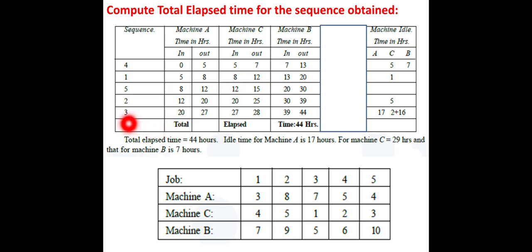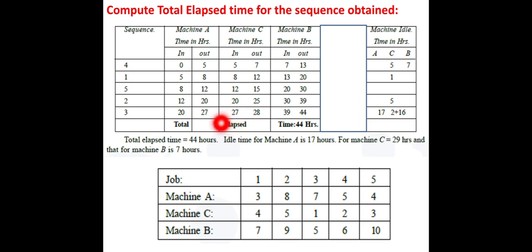Next job 3, 20 is taken, for job 3 the processing time is 7 on machine A, 20 plus 7 is 27, 27 and 25 are compared, 27 is maximum, so 27 minus 25, 2 is the idle time for machine C here, and the processing time is only 1, so 27 plus 1, 28. So 28 and 39 are compared, 39 is maximum, so it is taken, 39 plus 5 is equal to 44.